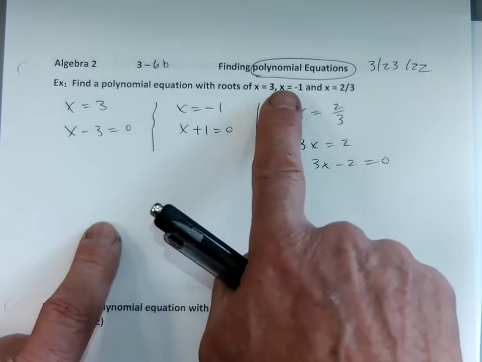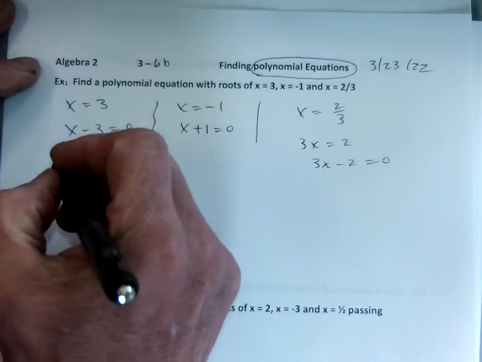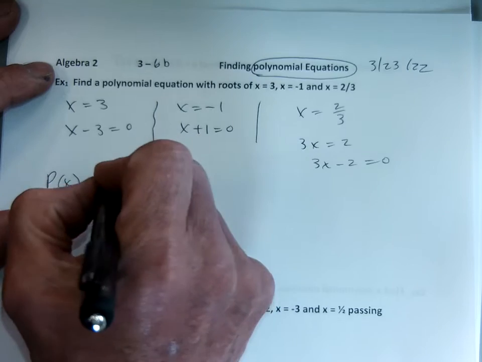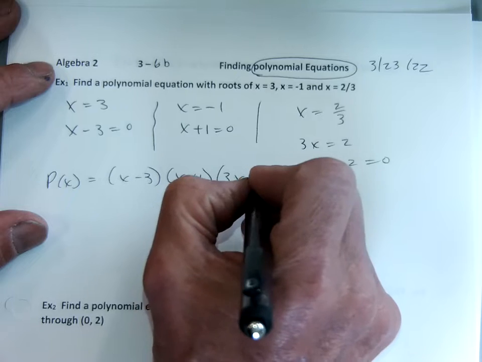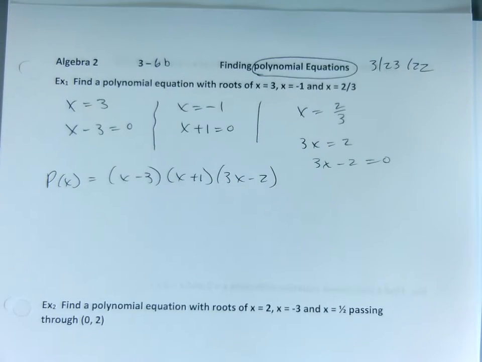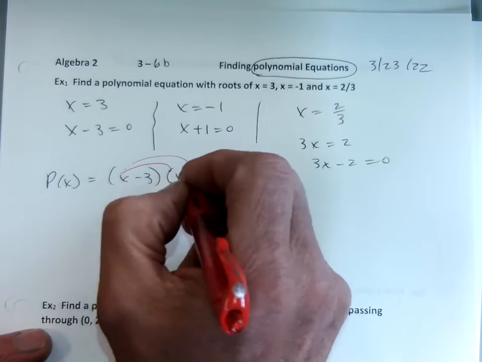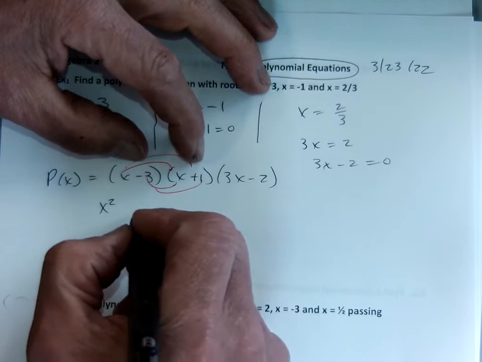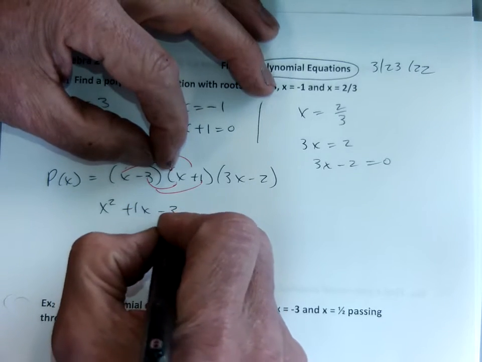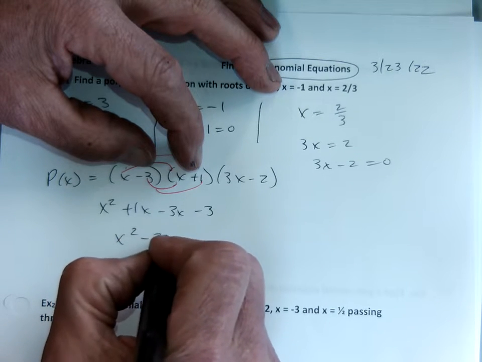So to get these three zeros, I would have had to have these three mini equations. So in a polynomial, I would have had x minus 3, x plus 1, 3x minus 2. Okay, this isn't too hard. And now I want the original polynomial, so I'm just going to multiply it out, right? I'll do this times this, so I get x squared plus 1x minus 3x minus 3, which is x squared minus 2x minus 3.